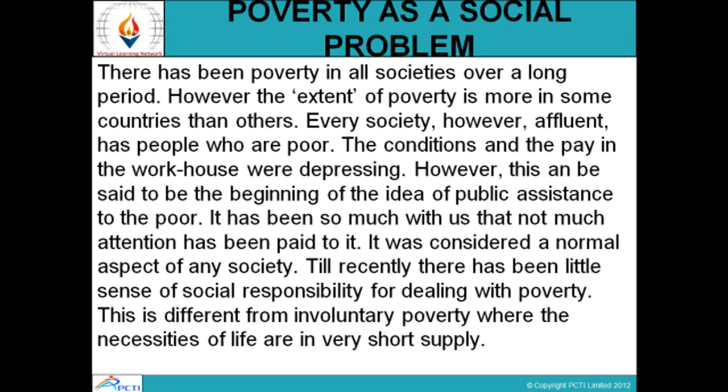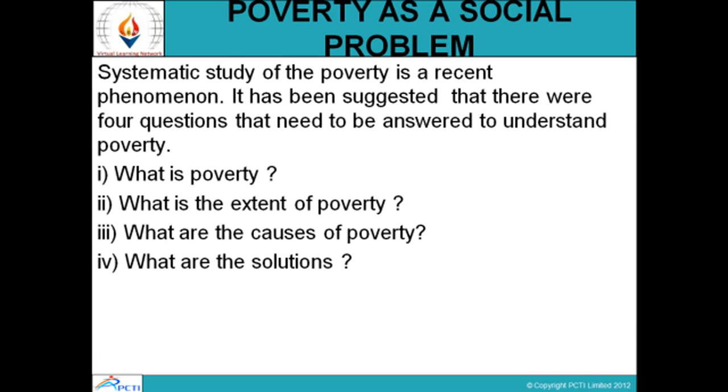Till recently, there has been little sense of social responsibility for dealing with poverty. This is different from involuntary poverty, where the necessities of life are in very short supply. Systematic study of poverty is a recent phenomenon. It has been suggested that there are 4 questions that need to be answered to understand poverty. First, what is poverty? What is the extent of poverty? What is the cause of poverty? And the last one is, what are the solutions?